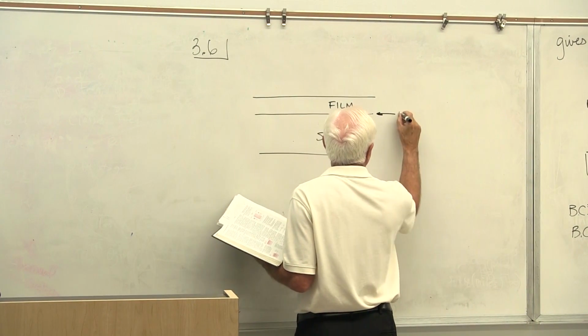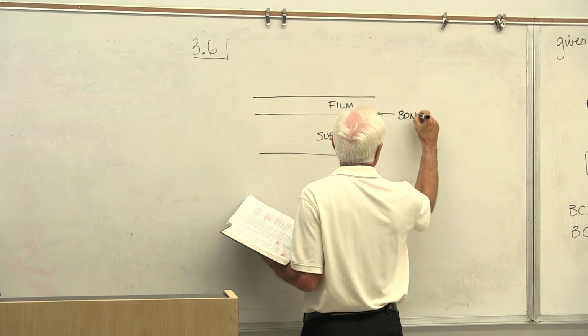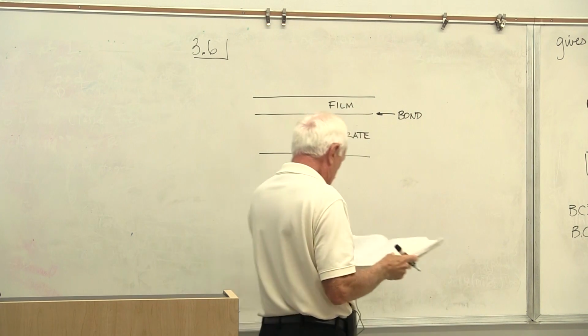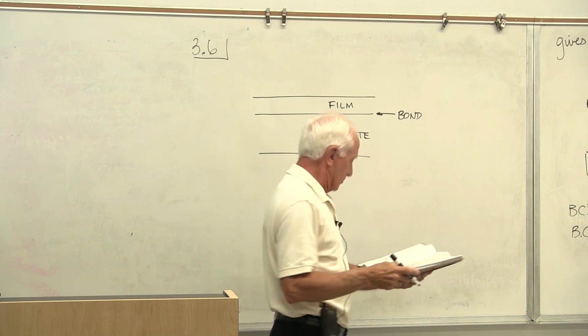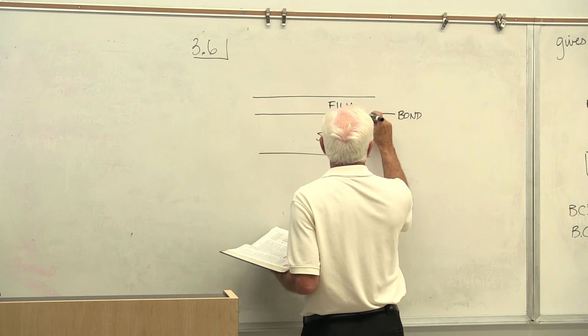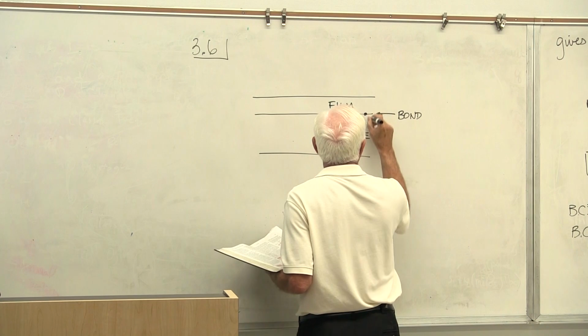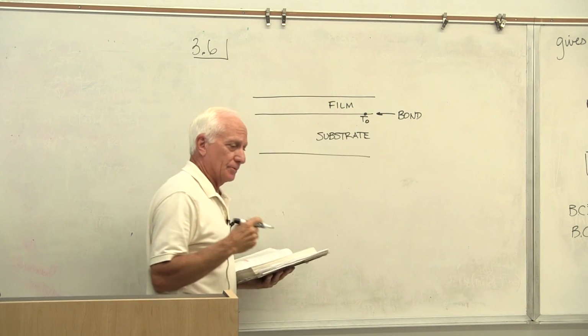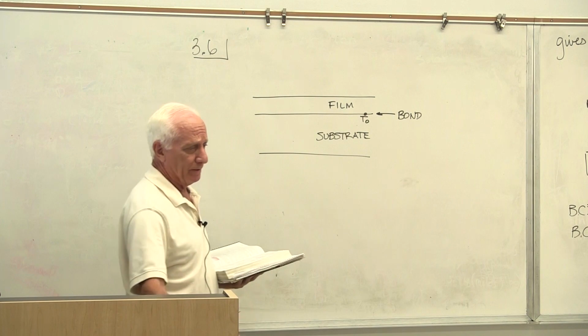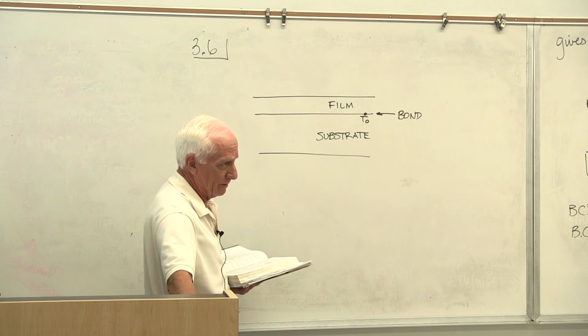Here's the bond surface. To cure the bond at a temperature of T naught, so this temperature here is T naught. To cure it means to make it stick to the substrate. You want the film to stick to the substrate, called bonding.